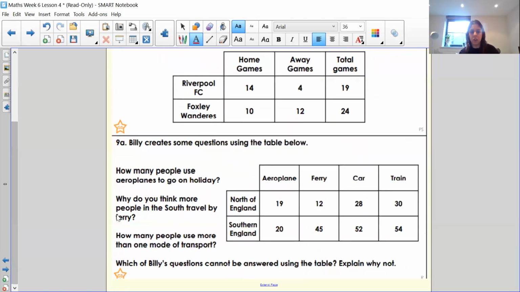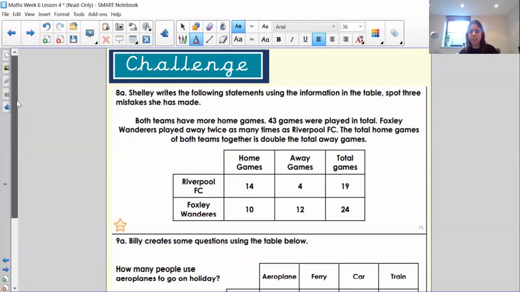And then your last challenge. It says, Billy creates some questions using the table below. So we've got aeroplane, ferry, car and train, north of England and south of England. And you've got some questions to go with that. For example, how many people use aeroplanes to go on holiday? So you can use that, and it's going to be looking at both of those. You might be adding some larger numbers. I hope that all makes sense.